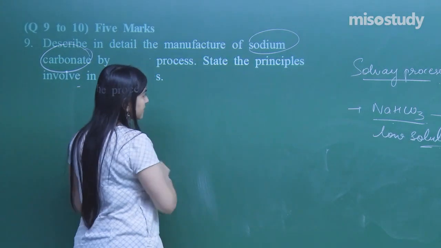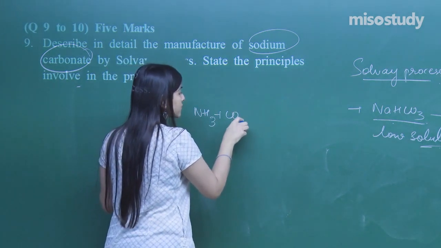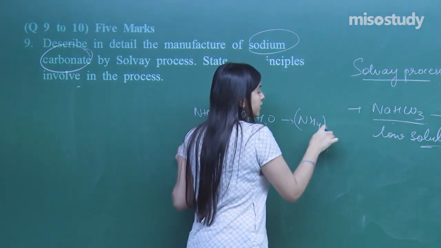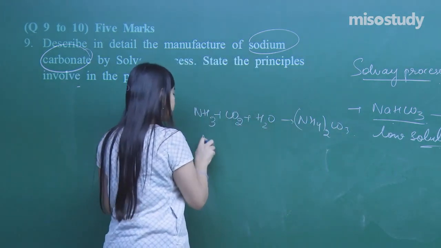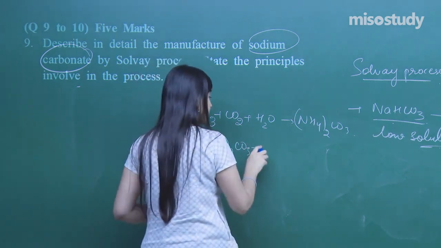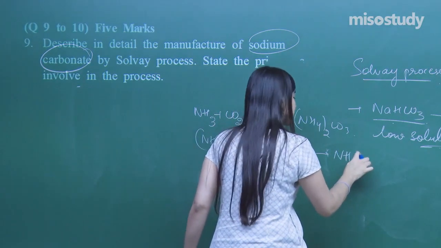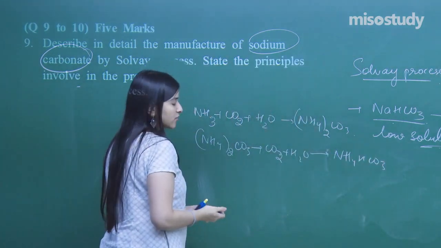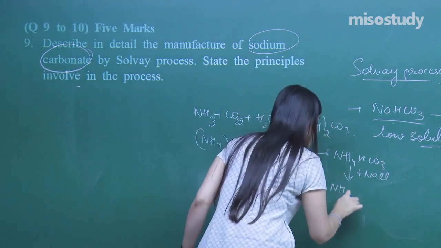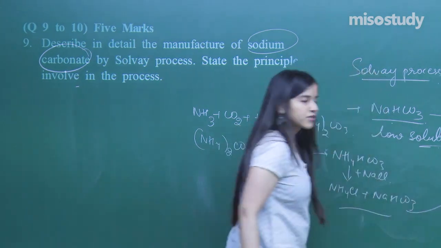These are some of the key points which I have got. I need to prepare the ammoniated solution, passing CO2 through it. We get ammonium carbonate. Once I get this, I need to convert the ammonium carbonate into ammonium hydrogen carbonate, again passing more and more CO2, NH4HCO3. Now, once I get this, I need to add NaCl, and we get NH4Cl plus NaHCO3 that I needed, and finally Na2CO3.